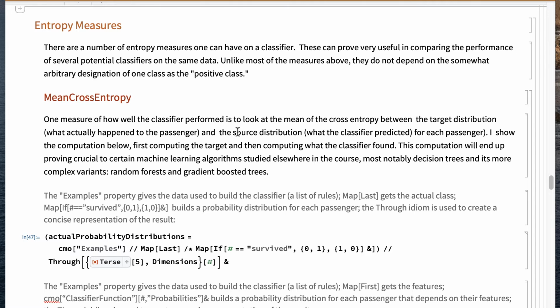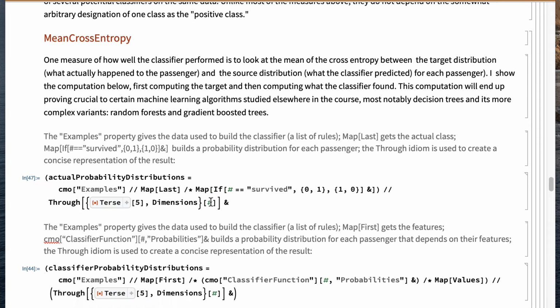So what we want to do is to take each passenger in our test set, compute the cross entropy for them, and then take the average of that. And that will be some measure of how good our classifier is. If the classifier is perfect, we're going to see a mean cross entropy of 0. If it's less than perfect, we're going to see a higher cross entropy.